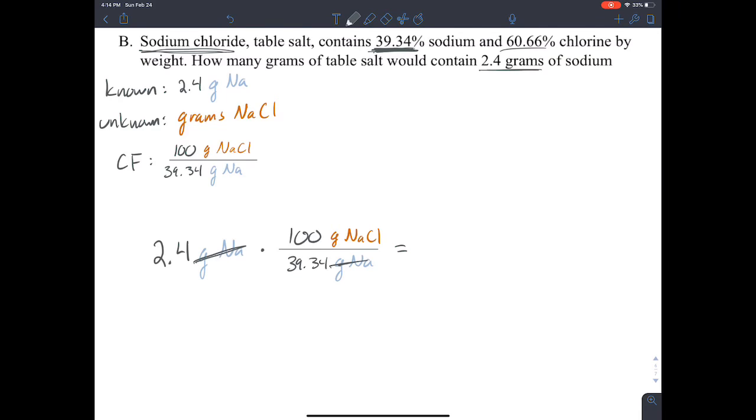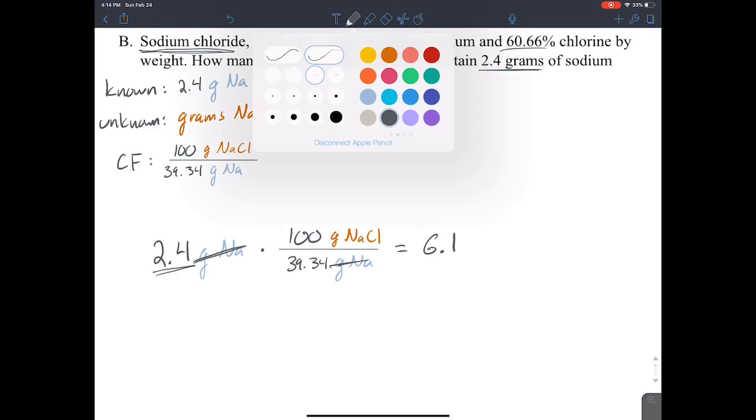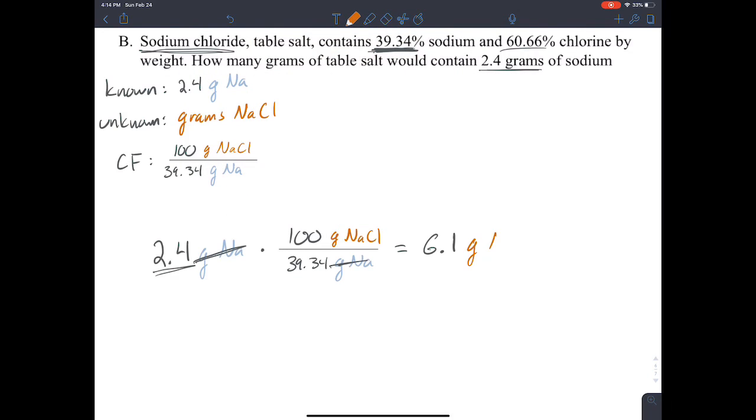So you just do that in a calculator, 2.4 times 100, 240 divided by 39.34. Significant figures, we only have 2 out here, so we're only going to keep 2. So it's going to be 6.1, and we're going to end up in grams of sodium chloride. So what this just told us is that in every 6.1 grams of sodium chloride, there are 2.4 grams of sodium. And you could probably do this differently mathematically, but this is how you do it with conversion factors.